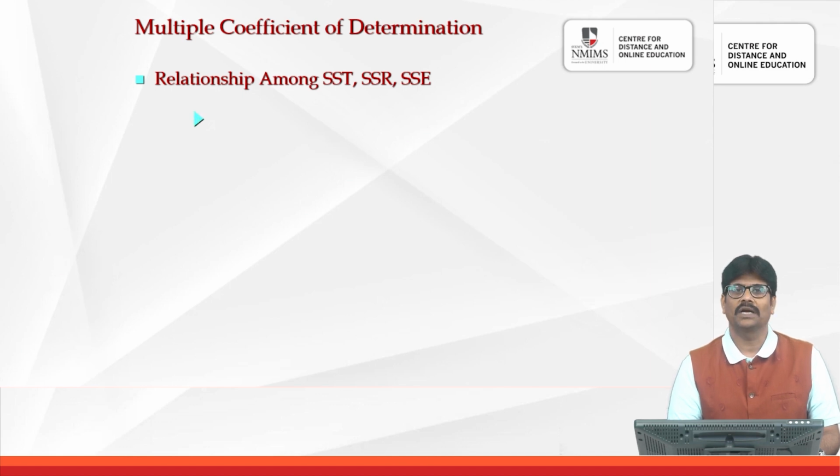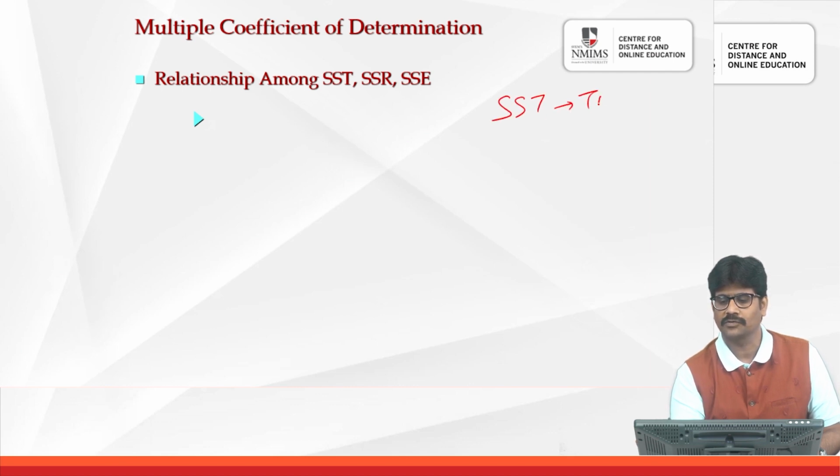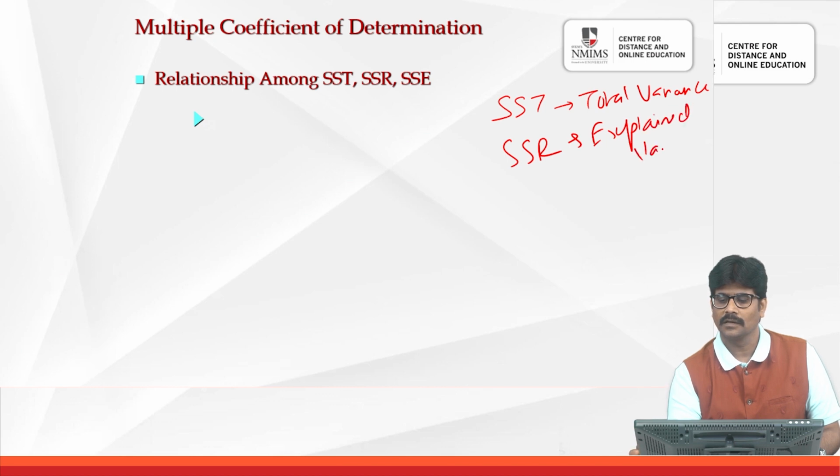First we will discuss the multiple coefficient of determination, called R square. Basically R square gives you a relationship between the sum of squares of total, sum of squares of regression and sum of squares of error. As we have seen before, total variance is represented as the sum of squares of total. Total variance in the regression model is explained by the sum of squares of regression, which we call explained variance, and the sum of squares of error, which we call unexplained variance.